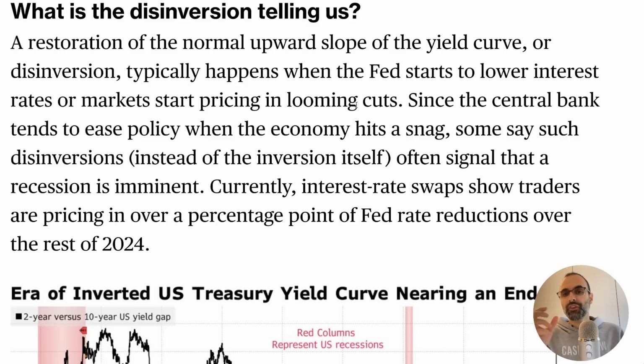And of course, the Federal Reserve is just doing one of those many different types of rates that you'll see out there. A commercial bank is the one that actually sets the mortgage rate that you get. But obviously, it depends on what the central bankers are doing that affects their rates. I can't believe that people that manage money don't even realize this, or at least they won't acknowledge it. Since the central bank tends to ease policy when the economy hits a snag, some say that disinversions often signal that a recession is imminent. That's right. And that's what we could be facing.